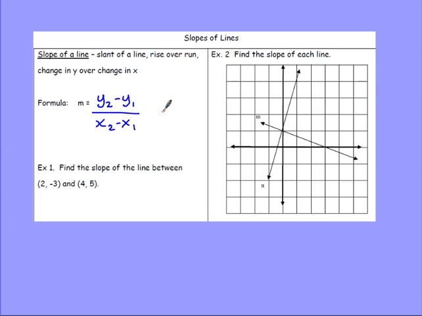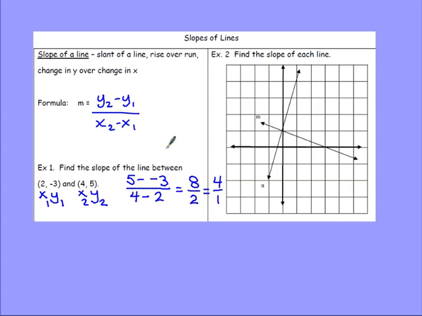So I would label those x, y, x, y. Okay, so we're going to plug those into our formula. So we're going to do y2, which is 5, minus negative 3. Watch out here, we've got 2 negatives. And then we've got 4 minus 2. 5 minus negative 3 is 8. And 4 minus 2 is 2, and 8 over 2 is 4.